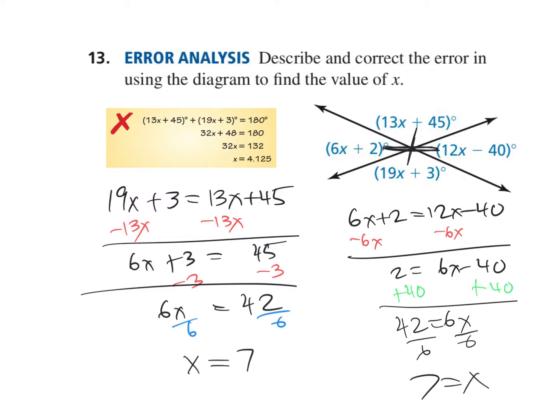Now let's see what they did wrong. They set 13x plus 45, and they added 19x plus 3 and set it equal to 180. Well, they aren't in a straight line, so they're not equal to 180. So that's what they did wrong.